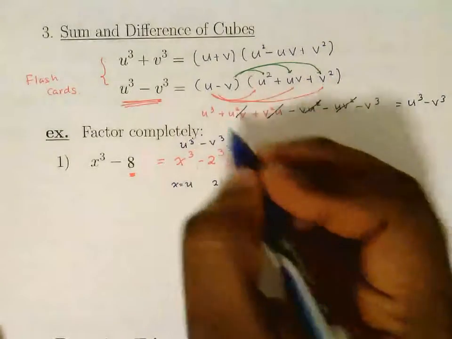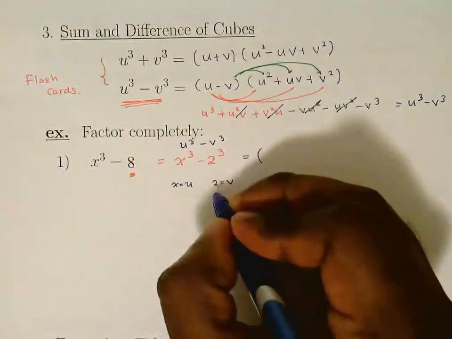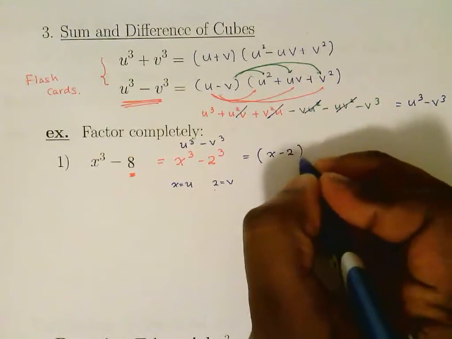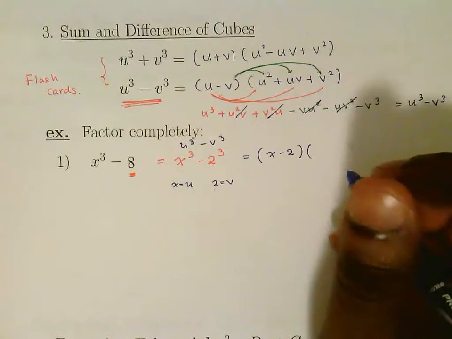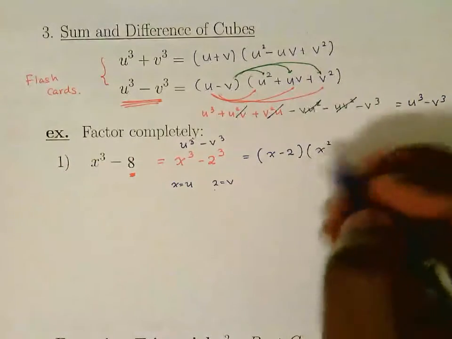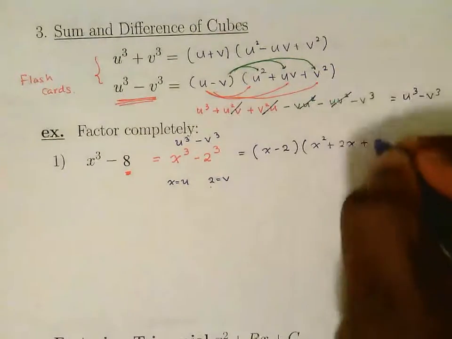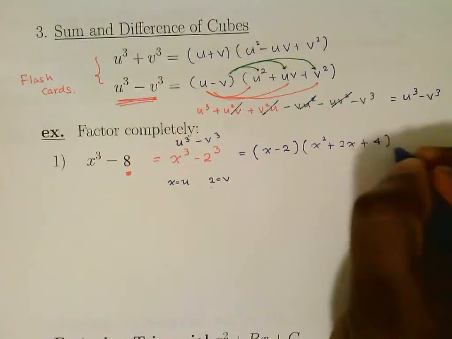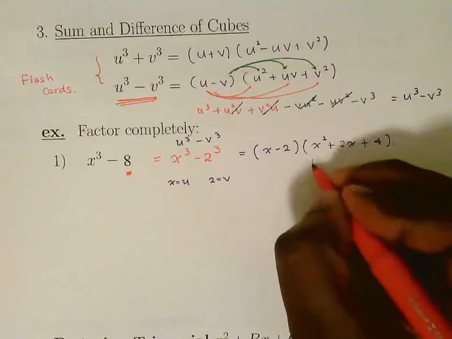you can use the formula. So first bracket, you get u minus v. So u minus v is x minus 2. And in the second parenthesis, you get u squared, which is x squared, plus uv, which is 2 times x, plus v squared, which is 2 squared, which is 4. And that's how you factor it. And also you need to notice that this will never factor anymore. So this will never factor.